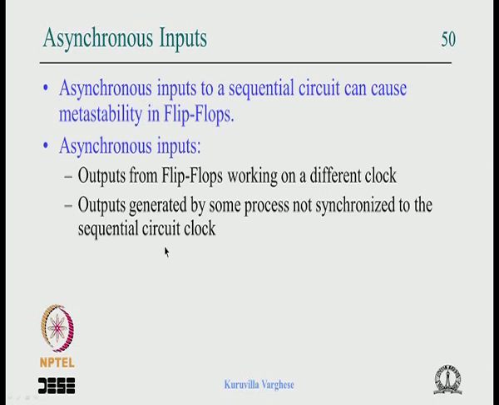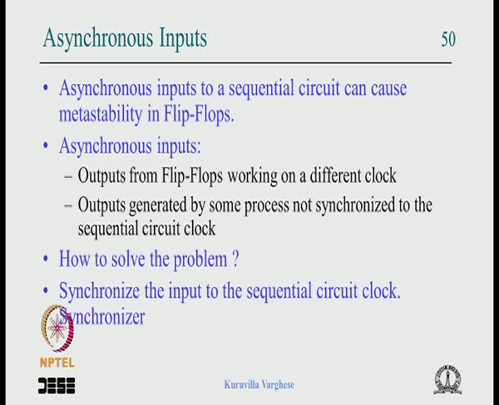As I said, maybe something is moving which is touching a switch, that movement has got no relation with the clock which we are clocking the input register. So those are asynchronous inputs. How to solve the problem? As I said, synchronize the input to the sequential circuit clock.